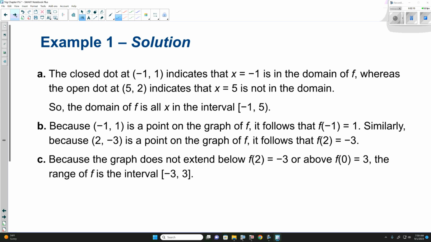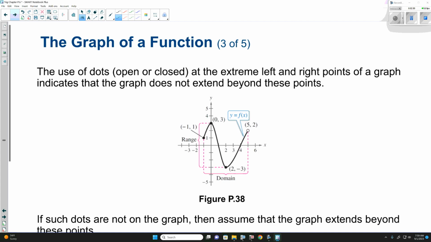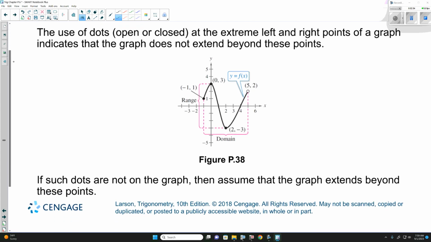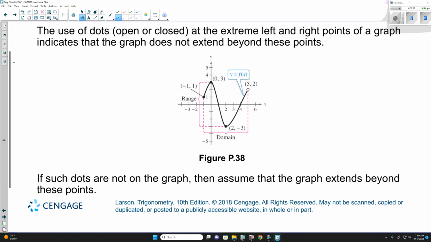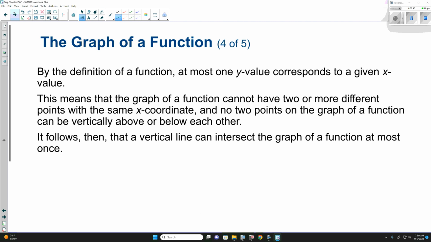Now, the closed dot at (-1, 1) indicates that x equals -1 is in the domain of f, where the open circle at (5, 2) indicates that x equals 5 is not in the domain. So the domain is this here because we can do the same thing we talked through most of this here. The use of dots, open or closed, at the extreme left and right of the graph indicates the graph does not extend beyond these points. By definition, a function has only one y value for each given x.